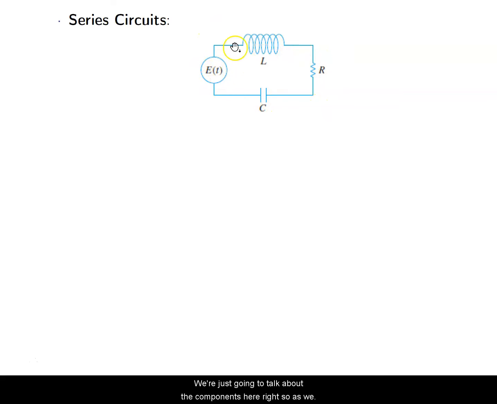We're just going to talk about the components here, right? As we go on through this course, we will start to add parallel circuits as well, and then we can talk about how those work. We'll take out the C and only have an LR circuit or an RC circuit or what have you. Okay, so we'll add varying levels of complexity here.